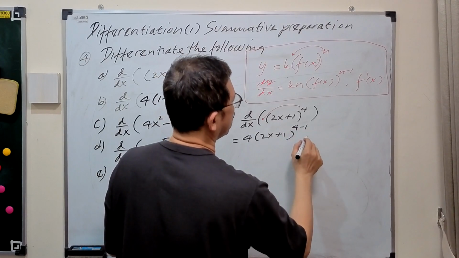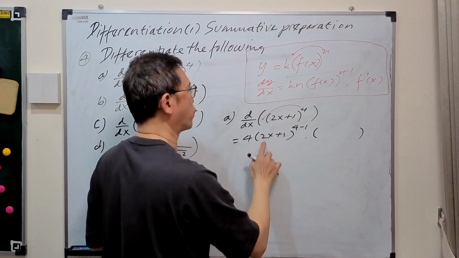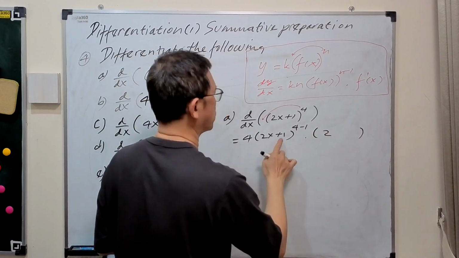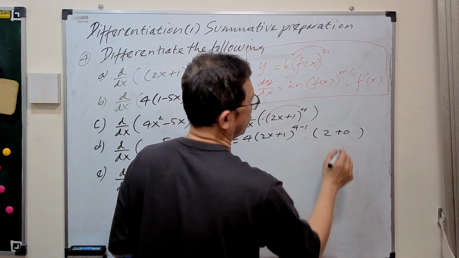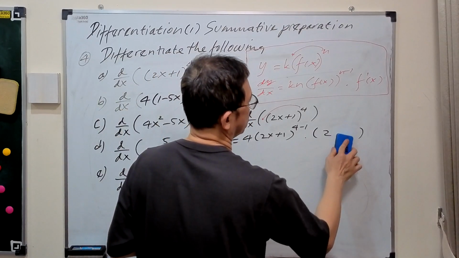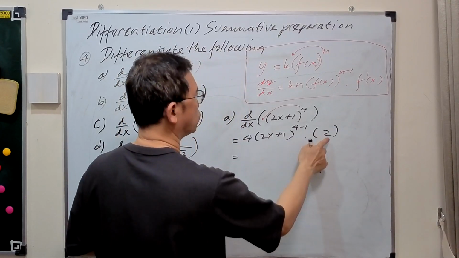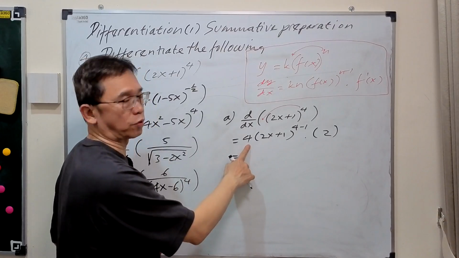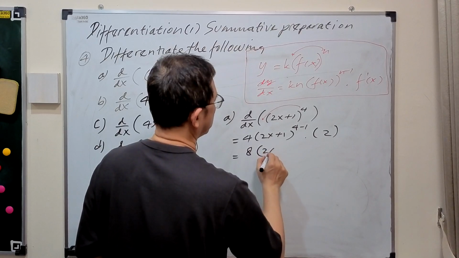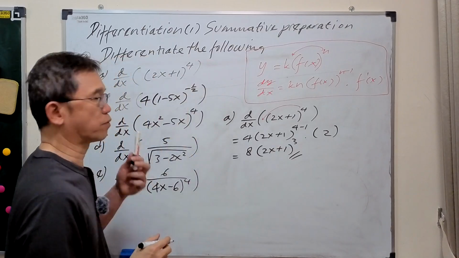And then what else? You find the derivative of what's inside the bracket. What's the derivative of 2x? Yes, 2. What's the derivative of 1? Yes, 0, but it's okay if you are not writing the 0. Just like this, it's 2. Then 2 can be multiplied to 4, and this will be 8 times 2x plus 1 to the power of 3. This is the answer for A.